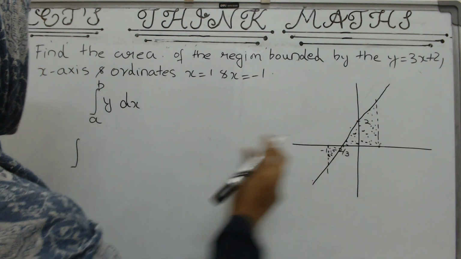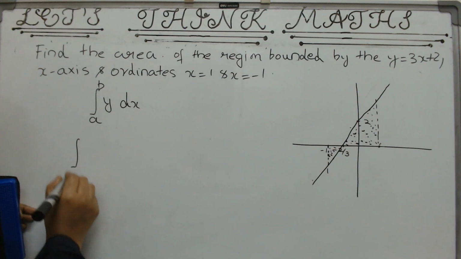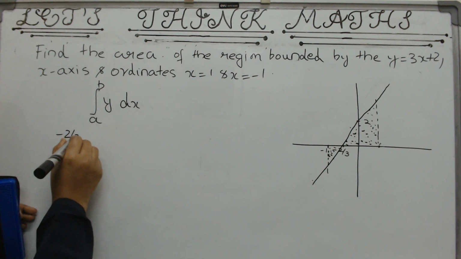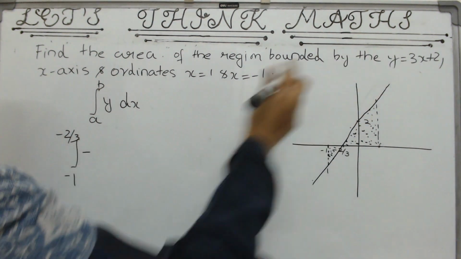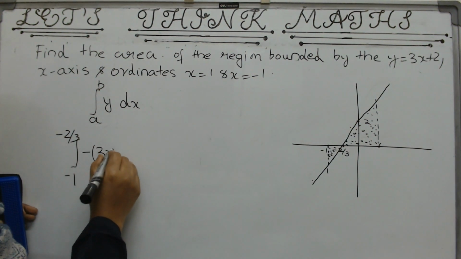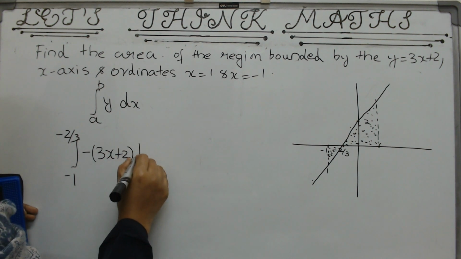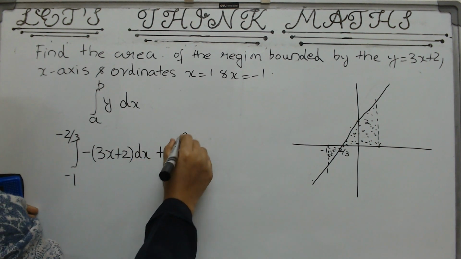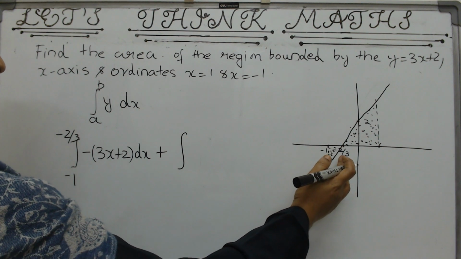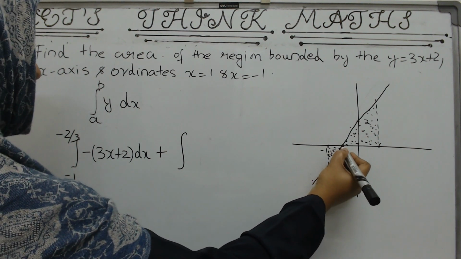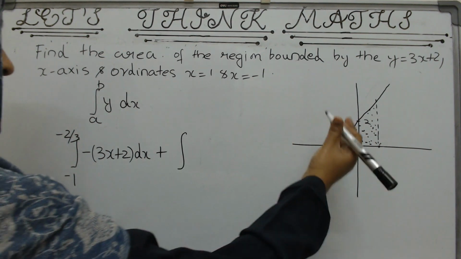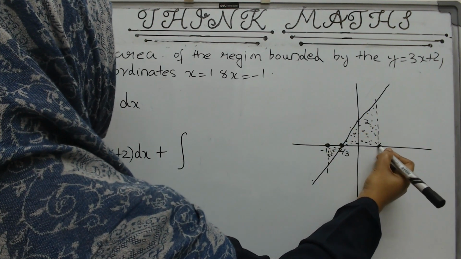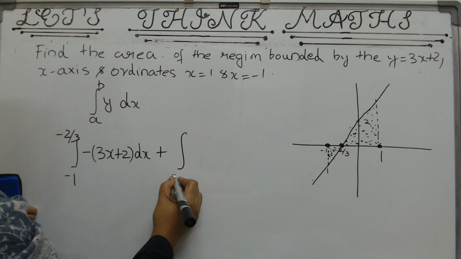One goes from minus 1 to minus 2 by 3. There you will take the minus of the y. If y is this, the minus of the y would be this much. And then to that what will you add? From minus 2 by 3, from this point to this point you have negative y. Then from here to 1 you have positive y.